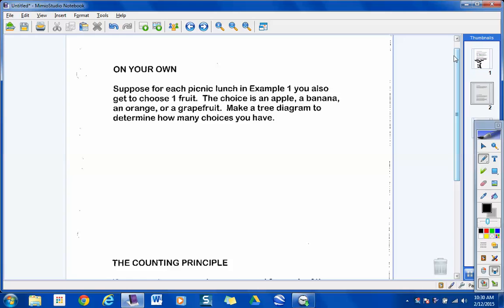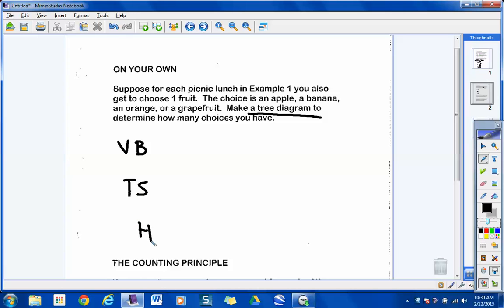Guys, we're going to do this together. It says, suppose at each picnic lunch in example 1, you also get to choose a fruit. The choice is an apple, a banana, an orange, or a grapefruit. It says make a what again? Tree diagram to determine how many choices you have. So let's start with the sandwiches again. What were my sandwich choices? There was a veggie burger, tuna sandwich, and a hamburger, right?